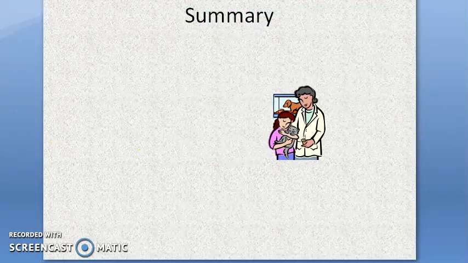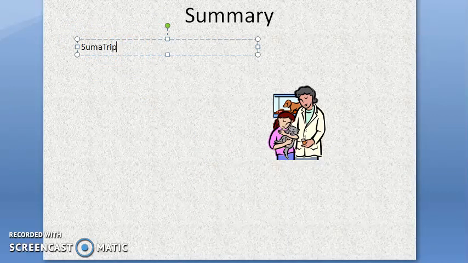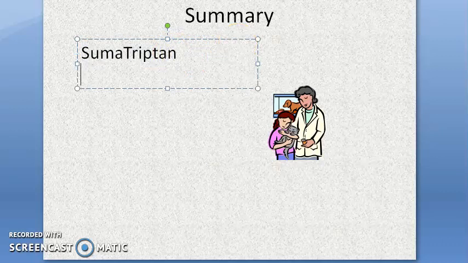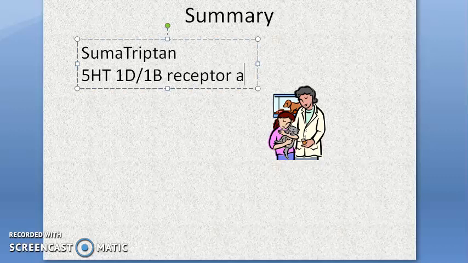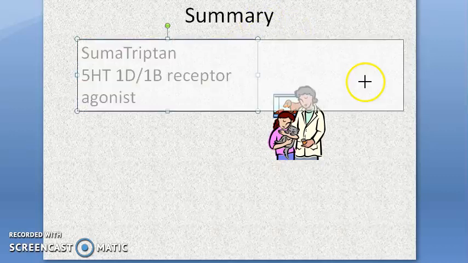Summary. So we are done. If you want to tell me what you learnt in this, it will be a good time. Sumatriptan, we learnt about Sumatriptan. We know that it is an anti-migraine drug, first choice in case analgesics don't work. It works as a 5-HT 1D/1B receptor agonist. What else did you learn in this video?